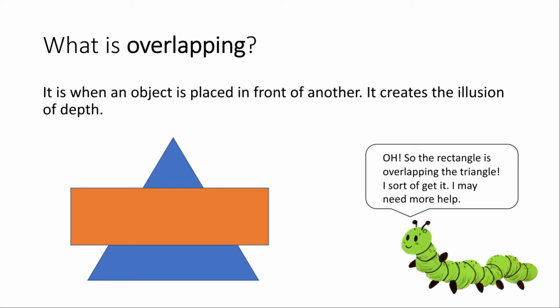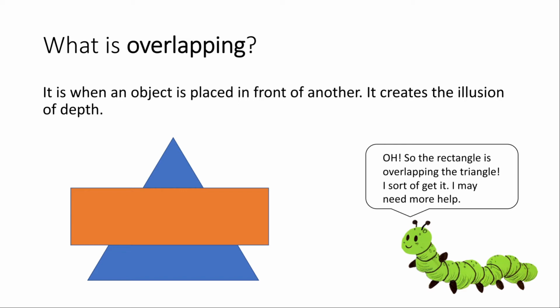Okay, so what is overlapping? Overlapping is when an object is placed in front of another. It creates the illusion of depth. So real fast, I want you to take your hands. I want you to put your right hand flat on the table or on the ground, wherever you are, and put your left hand on top of that hand. Your left hand is covering up, hiding away some of your right hand, so your left hand is overlapping your right hand.